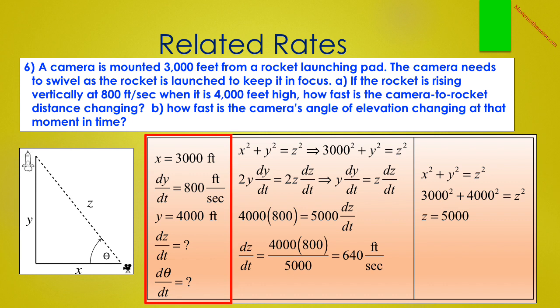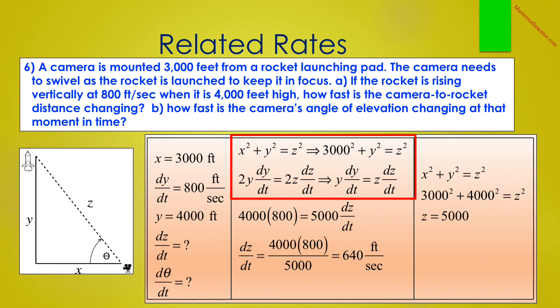In part B, we are asked for how fast the camera's angle of elevation is changing, and that will be d theta/dt. This again is a Pythagorean theorem problem. X squared plus y squared equals z squared. Since x is a constant, we can plug that in and get 3,000 squared plus y squared is equal to z squared. At this point, we take the derivative with respect to time of both sides, and we get 2y dy/dt equals 2z dz/dt. If we divide by 2, we get y dy/dt equals z dz/dt.